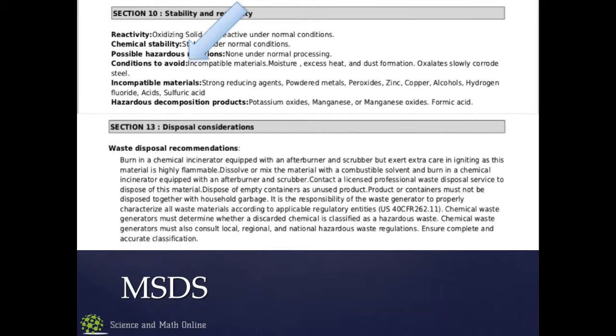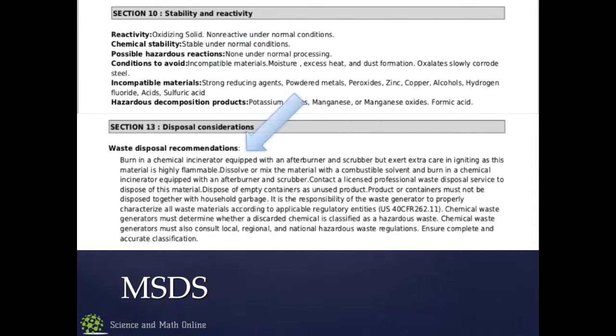So, conditions to avoid. It's incompatible with moisture, heat, and dust. Don't store it with these things. How you store things in your lab, in your storeroom, is important. So Flinn has a good guide on how to do that in their catalog, but it is something you've got to be aware of. You don't want things reacting in your storeroom when you're not there.